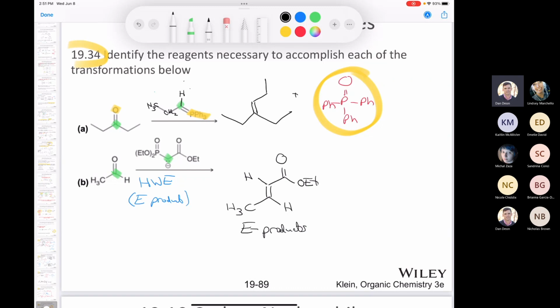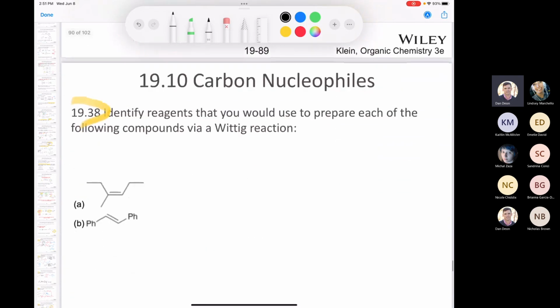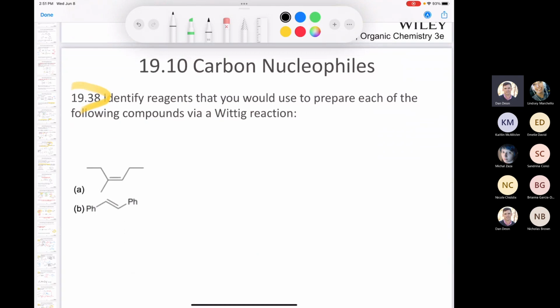So, Horner-Wadsworth-Emmons reaction. Try one more problem before we get into something new. It says identify the reagents that you would use to prepare each of these compounds by a Wittig reaction. Well, let's do a little retrosynthesis on A. Going backwards, there's two possibilities, isn't there? So we'll use a red arrow and a blue arrow. If I was to use the blue arrow, I'll draw the two possible ketones. So one ketone that I could have would be this, which is butanone.